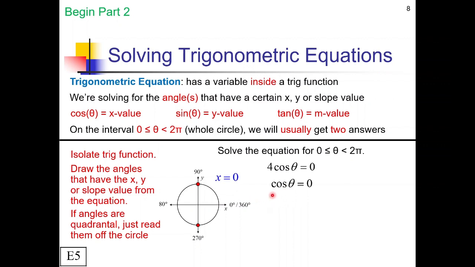Alright, so this wasn't too far-fetched or difficult. We just had to convert these numbers to radians. 90 degrees is pi over 2 radians, and 270, just multiplying by pi over 180 and reducing, that's going to be 3 pi over 2.